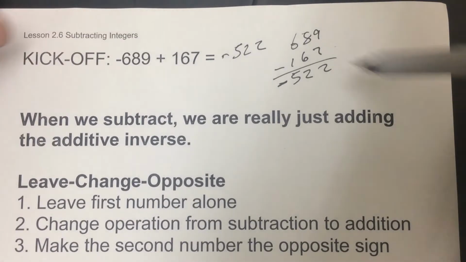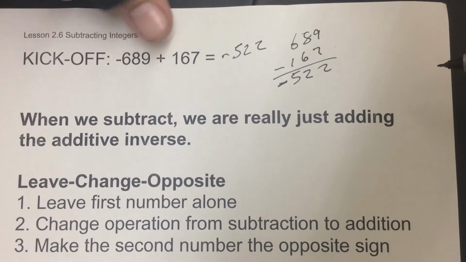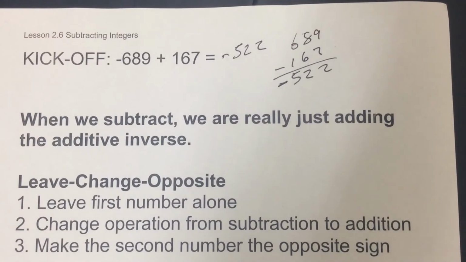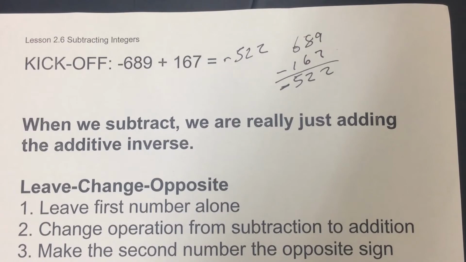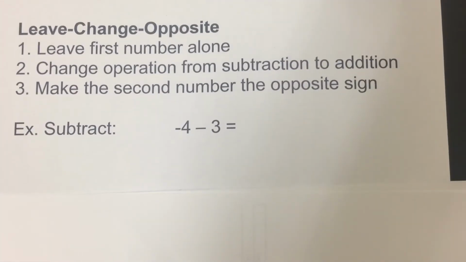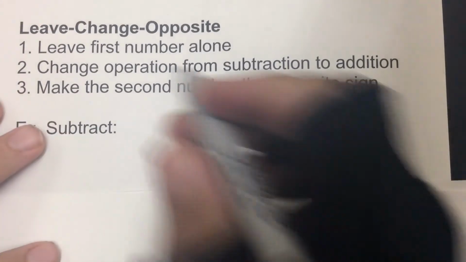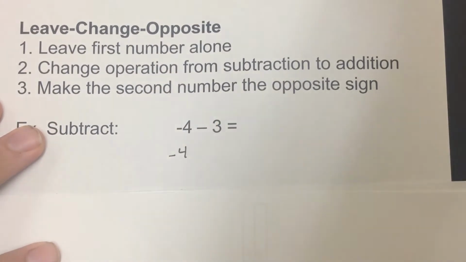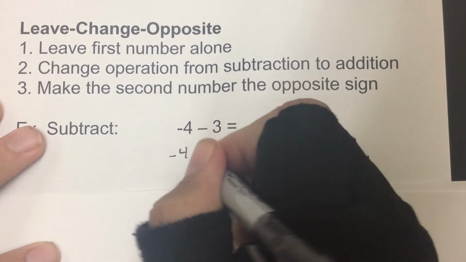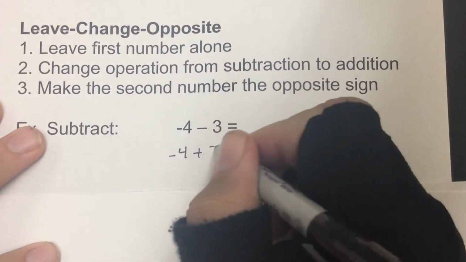So out of these two numbers, we would leave the first one alone. The sign would be subtraction, so we're going to switch that back to addition. And then we do the opposite sign of the third number. So if we do, say, this one, we leave the negative 4 alone. The minus becomes a plus, and the 3 would be a negative 3.